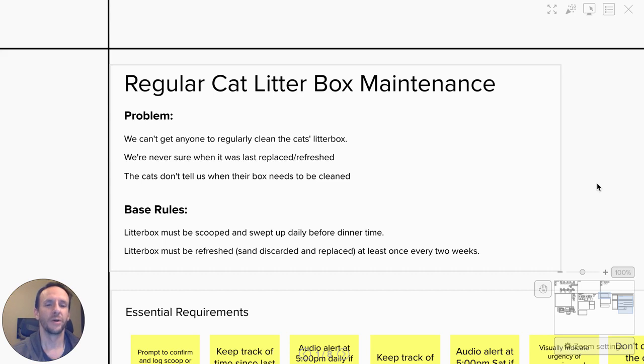So some basic rules are that we would like the litter box to be scooped and to sweep up around it every day before dinner time. And we would also like to refresh or change out the litter at least once every 2 weeks, maybe more often.